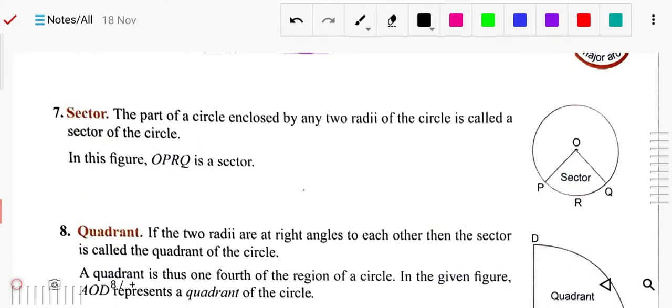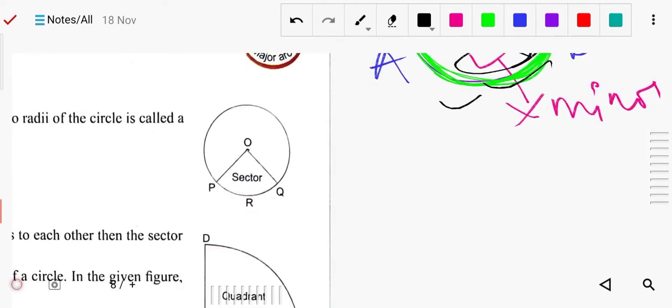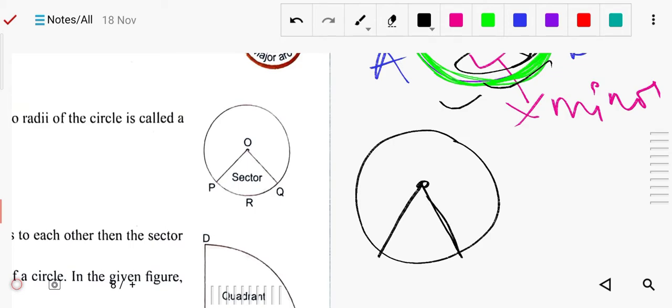The part of a circle enclosed by any two radii of the circle is called the sector of the circle. Sector means, simply understand, this is your circle, and if two radii are there, whatever region is under these two radii is called the sector. This portion is called the sector. So the part of a circle enclosed by any two radii is called the sector.